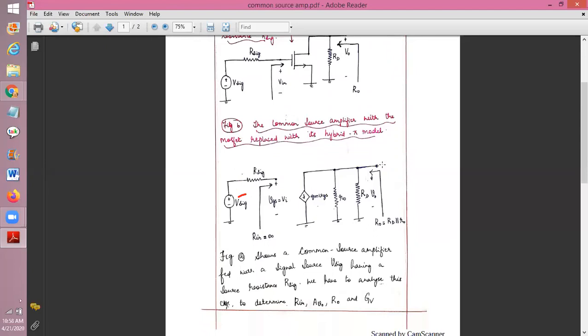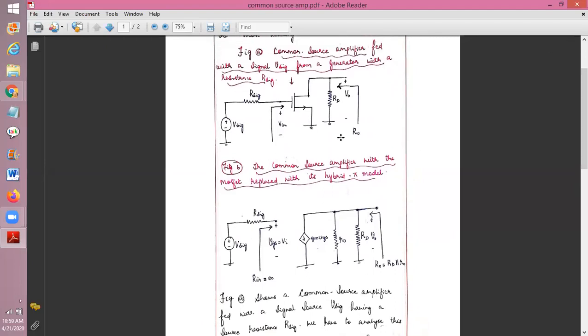How to find the properties of this? Characterization means which parameters we are finding: R in, R out, AV, AV naught and GV. These are the 5 parameters we need to find. For that, we have to draw the hybrid pi model, or the AC equivalent circuit. Very, very important.